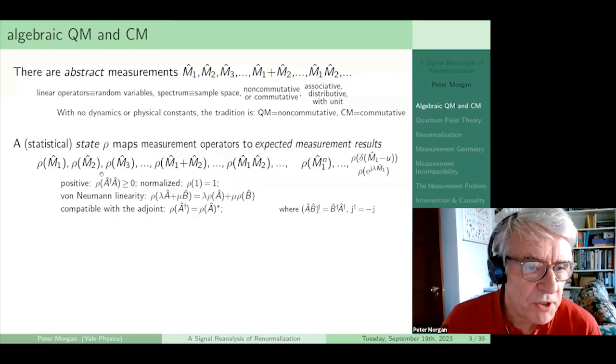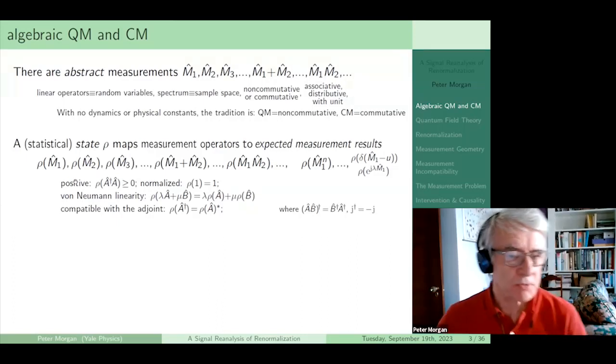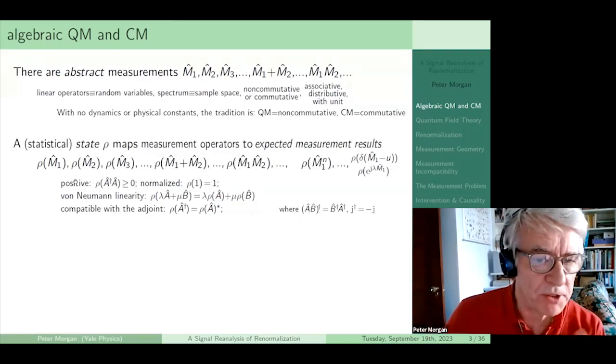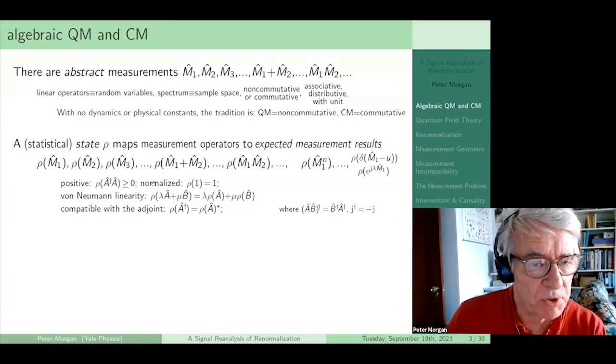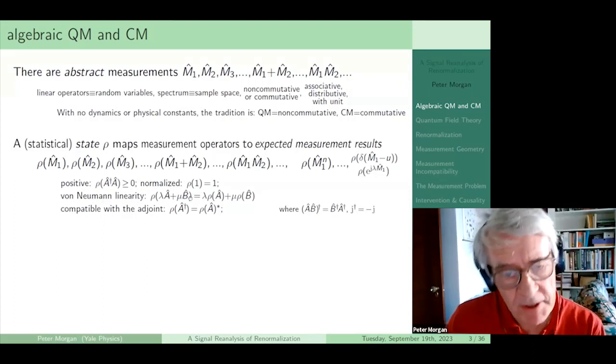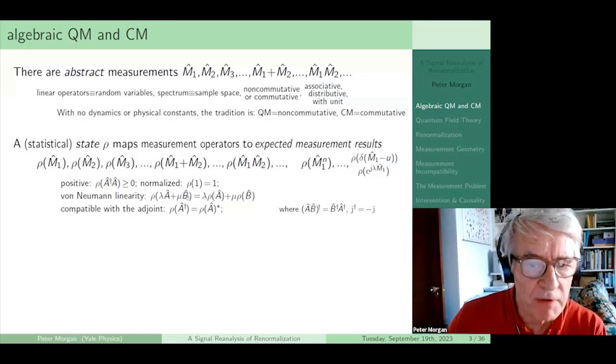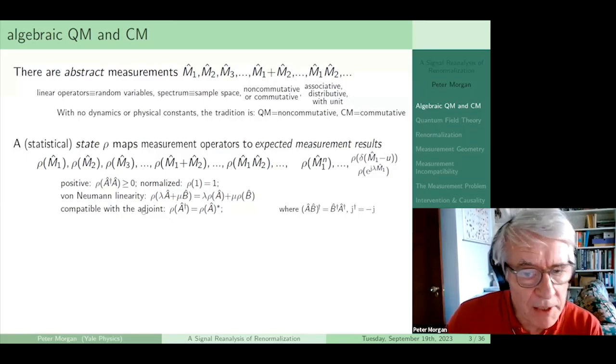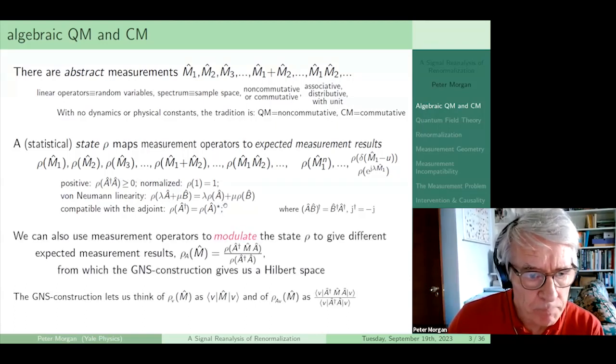So these four conditions are positivity because probabilities are positive, normalized because probabilities add up to 1, and linear because of linearity for probabilities, but also even if A and B do not commute, so that we make contact with quantum theory. And then we also require, because probabilities are real valued, this commutative diagram.